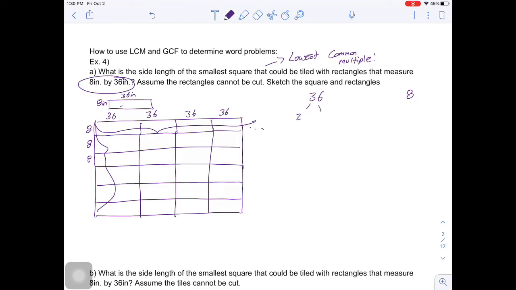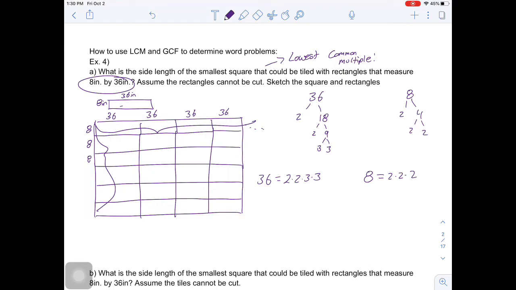So divide by 2 here: 36 divided by 2 gives me 18, dividing by 2 gives me 9, then 3 and 3. So 36 equals 2 times 2 times 3 times 3. For 8, dividing by 2 gives me 4, dividing by 2 gives me 2. So 8 equals 2 times 2 times 2.